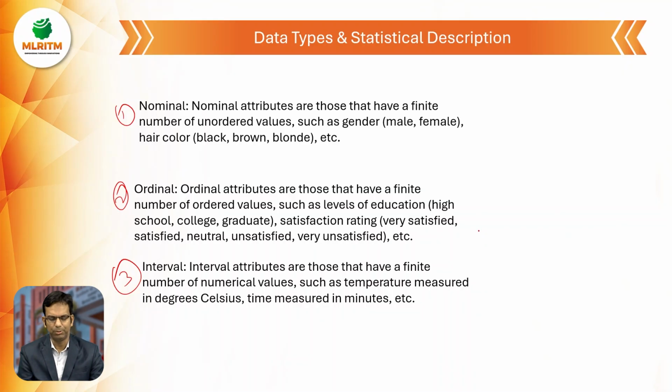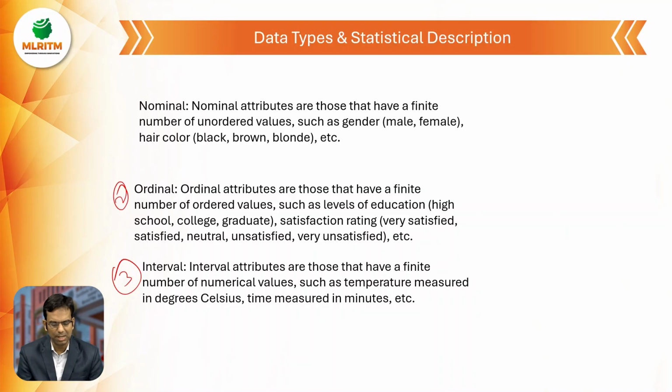In case of a nominal attribute, what happens? A nominal attribute has a finite number of unordered values, such as gender, hair color, categories of students, or categories of a specific field. For example, gender. In this gender case, male and female are the two representations. In this male, female, we are identifying the gender specification. For this gender specification, we will say either male or female.